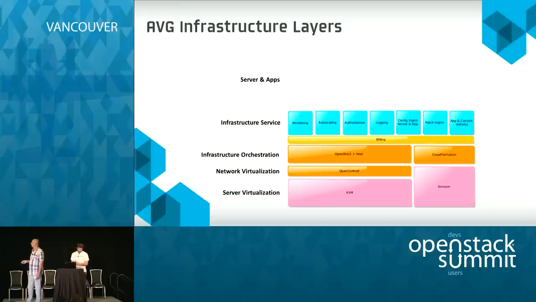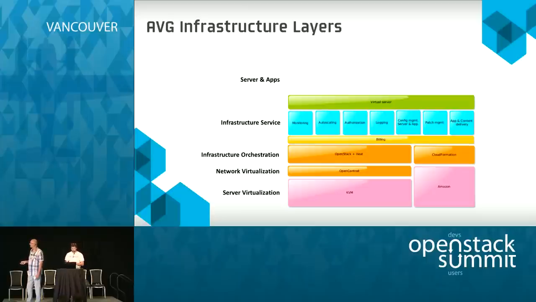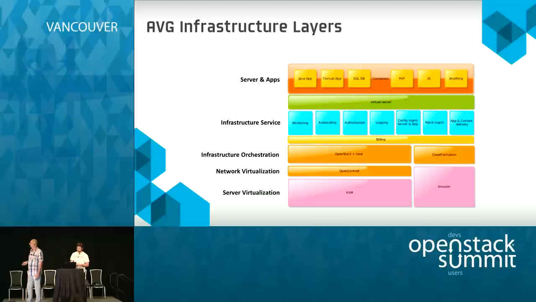Artifactory, and as orchestration, Bamboo is used. When we have all these things, we can deploy virtual servers, including the infrastructure described in Heat. And these servers have their own applications like Java, Tomcat, database, PHP, whatever is needed.